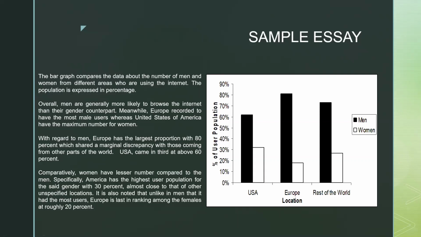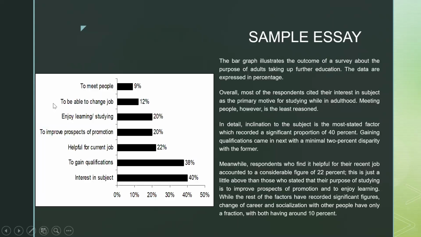The challenge there is how you're gonna compare them, or how you're gonna stretch out, especially since you only have few data. So: the bar graph compares the data about the number of men and women from different areas who are using the internet. So the population is expressed in percentage. Again, my favorite part, I'm using here a second sentence just to stretch out. Overall, same thing. If you notice, I've been using the same transitions.